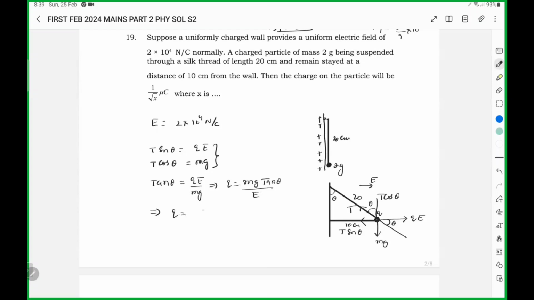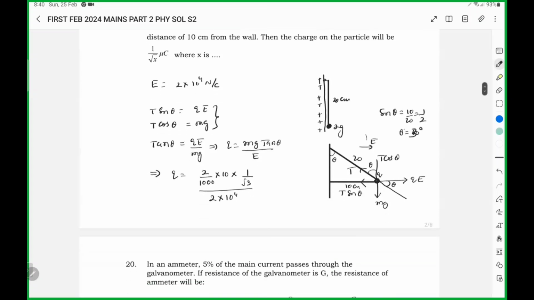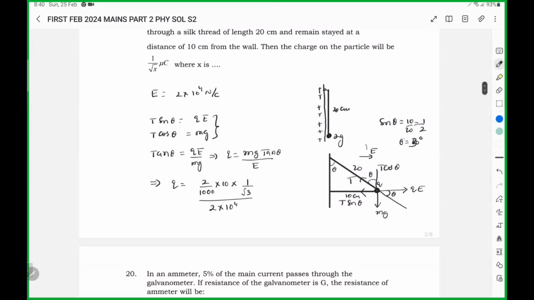Then charge Q will be mg tan theta by E. Here, mass is 2 grams, in terms of kg. Here sin theta is 10 by 20, half. Theta is 60 degrees, sorry, 30 degrees. Tan 30, 1 by root 3, by electric field 2 into 10 power 4 Newton per Coulomb. So here it gets cancelled. 1 by root 3 into 10 power minus 6 coulombs, 1 by root 3 microcoulombs, which implies x equal to 3.